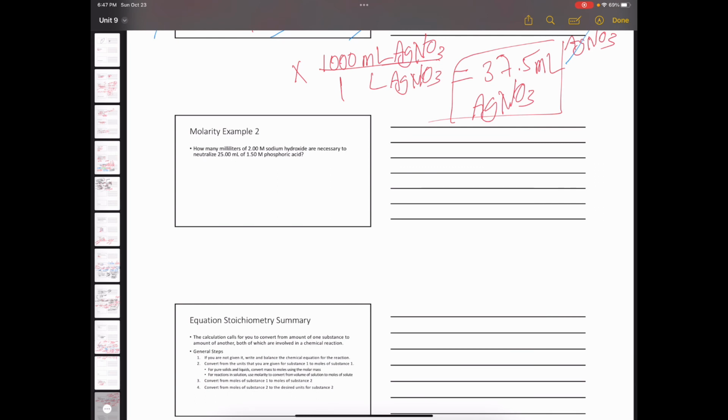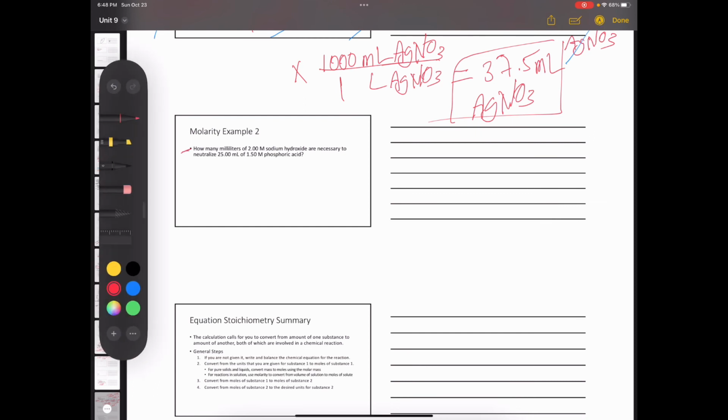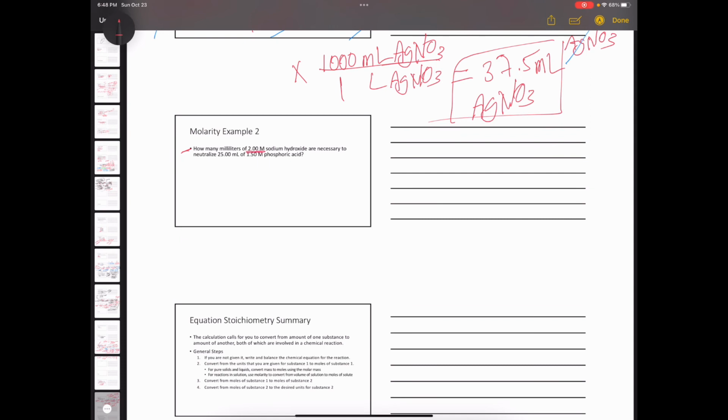Same question, same format, and that would basically be your way to tell if you're doing a molarity calculation or if you're doing percent yield, by looking at what the question exactly is asking you to do. If you're being asked to calculate number of milliliters, that means you're doing a molarity problem, okay? So in this case, we are being asked to calculate how many milliliters of 2 molar sodium hydroxide to neutralize 25 mils of phosphoric acid, okay?